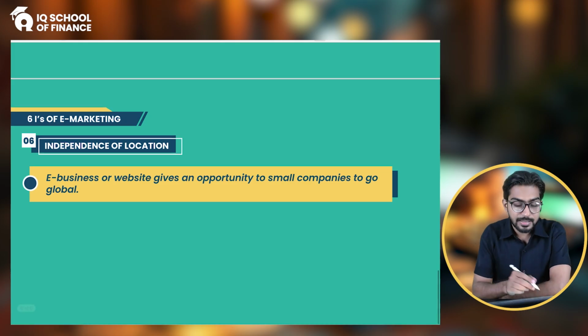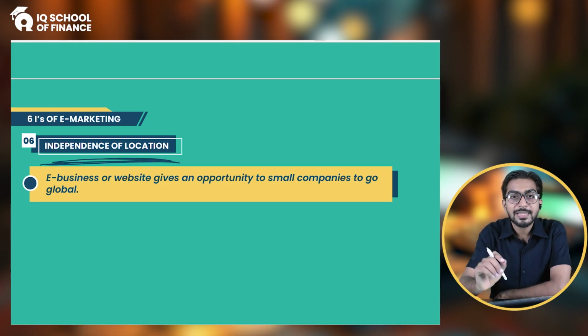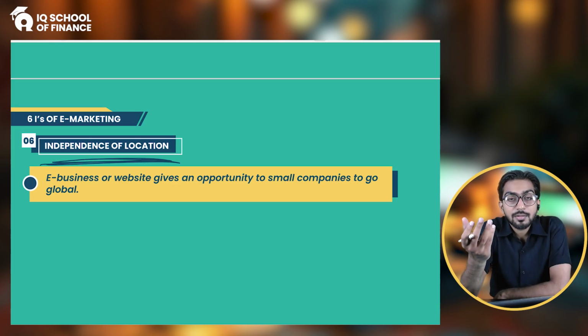Then the final one is the independence of location. It means that, as we all know, traditional business or traditional marketing is bounded, it has its physical, geographical limit. But in e-marketing, there is no geographical limit. There is no dependency on location, that if you are operating from one city, you cannot sell or market your product in another city where you would not have the reach or cannot reach out to the customer or provide your product.